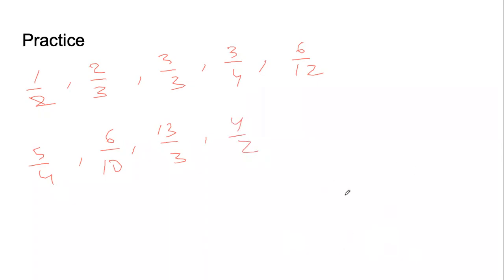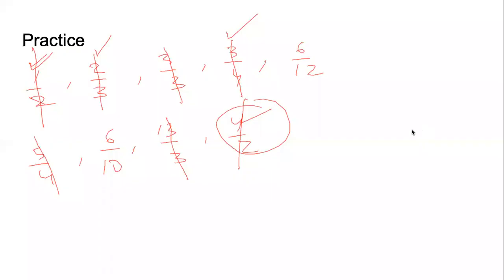Now if I ask you, which fractions are like 1 by 2? Type the answers in the chat box. Okay. So we have understood that 1 by 2 and 4 by 2 are like, 2 by 3, 3 by 3 and 13 by 3 are like, 3 by 4 and 5 by 4 are like, whereas 6 by 10 and 6 by 12 are unlike fractions.